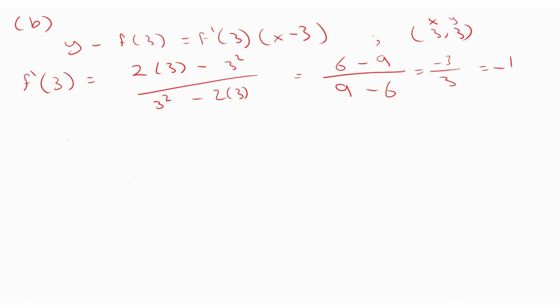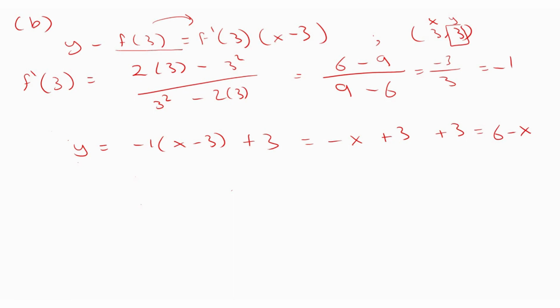So the tangent line equation will be y equals negative 1 multiplied by x minus 3, and f at 3 is going to be this y given, which is plus 3. So if we take it to the other side, this will be plus 3, and this can be written as negative x plus 3 plus 3. So this is 6 minus x.